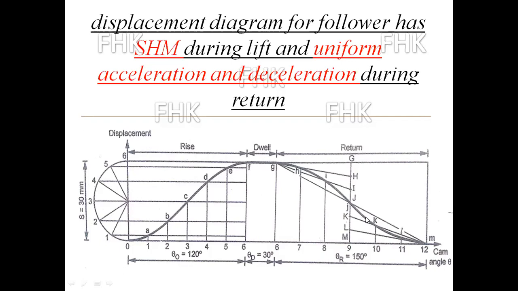Now, how to draw this displacement curve when the follower is moving downward with uniform acceleration and retardation? After that, this 150 degree again I will divide into 6 equal parts. 150 divided by 6. I will give the numbers from left to right: 6, 7, 8, 9, 10, 11, 12, and from all these points I will draw the vertical lines.